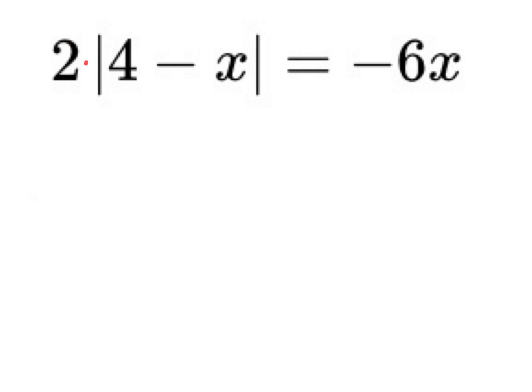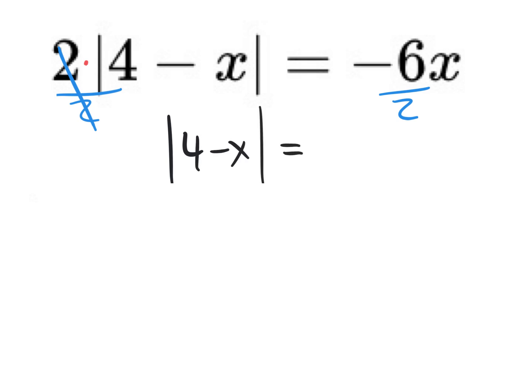How do you get rid of something? You do the opposite. The opposite of multiplying is dividing. So you're going to divide by 2. It's going to cancel. What you do to one side, do to the other side. So now you have the absolute value of 4 minus x, close absolute value, equals negative 3x.